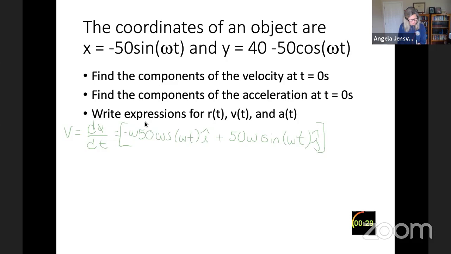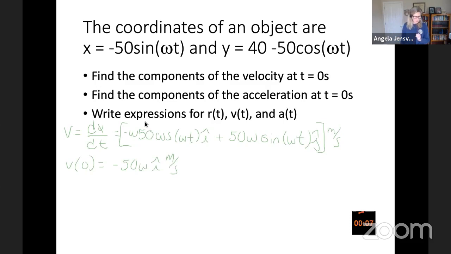at any time. We're going a little bit backwards. We're doing the third part, write expressions for the velocity at any time. So the velocity at 0, if you plug in 0, cosine of 0 is 1, so you get negative 50 omega i. Sine of 0 is 0, so that's it. That's the velocity at 0.